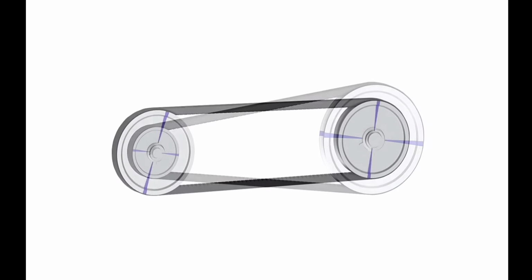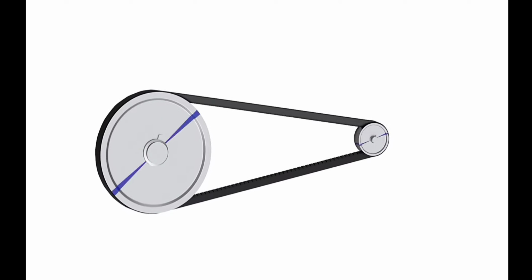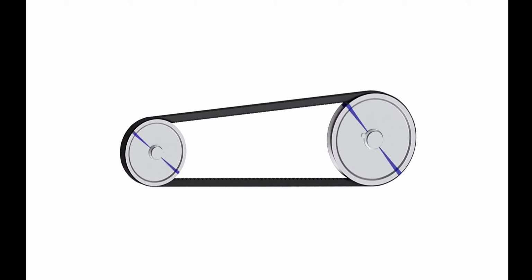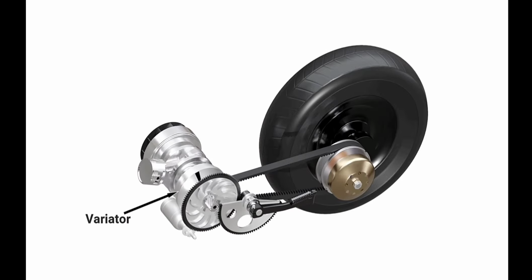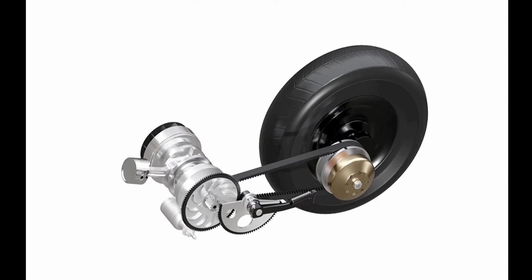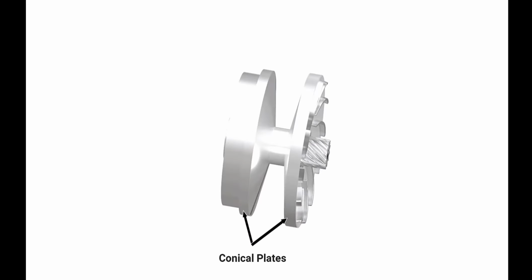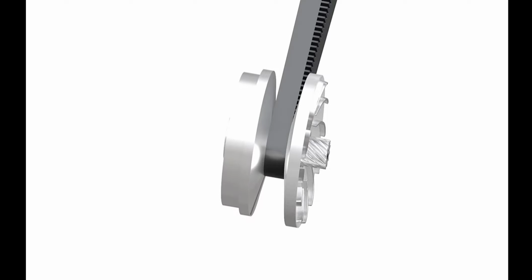It is not possible to simply change the diameters of solid pulleys as shown in this demonstration. So engineers developed certain mechanisms to obtain similar mechanical characteristics. A variator assembly is used for this purpose. Here, the pulley is made up of two conical plates. One of them is fixed to the input shaft, and the other is free to slide along its axis. A V-belt runs between these plates.